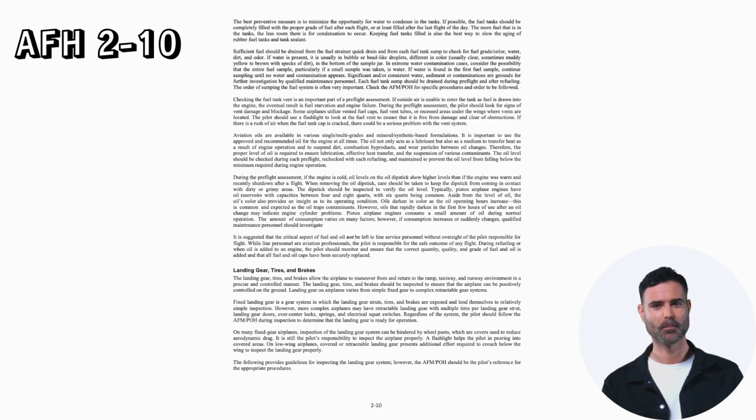On many fixed-gear airplanes, inspection of the landing gear system can be hindered by wheel pants, which are covers used to reduce aerodynamic drag. It is still the pilot's responsibility to inspect the airplane properly. A flashlight helps the pilot in peering into covered areas. On low-wing airplanes, covered or retractable landing gear presents additional effort required to crouch below the wing to inspect the landing gear properly. The following provides guidelines for inspecting the landing gear system. However, the AFM/POH should be the pilot's reference for the appropriate procedures.